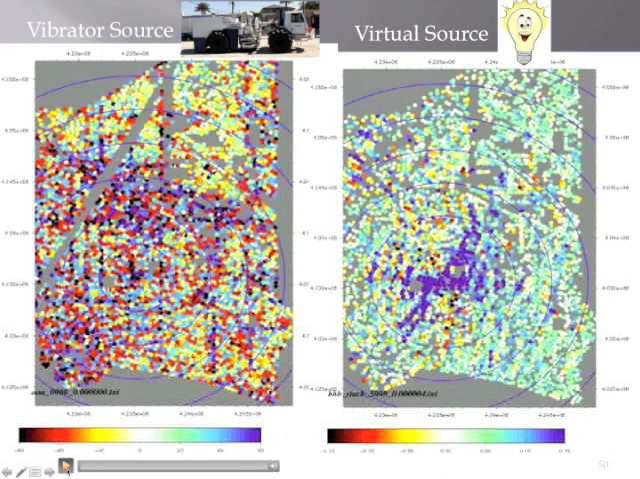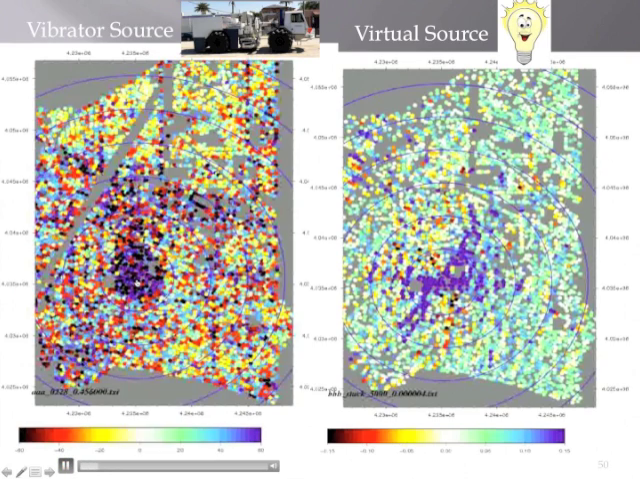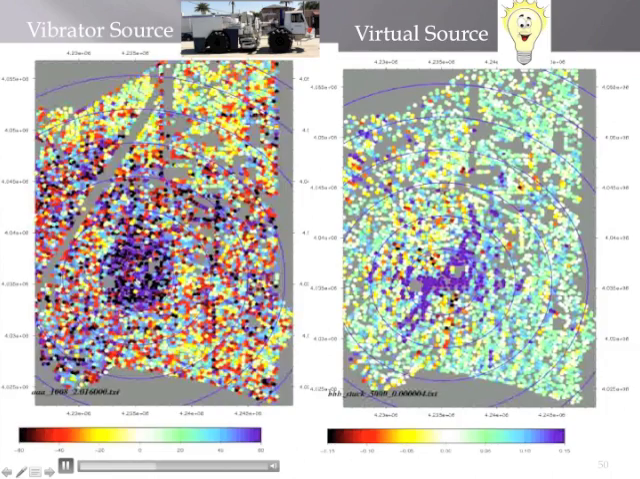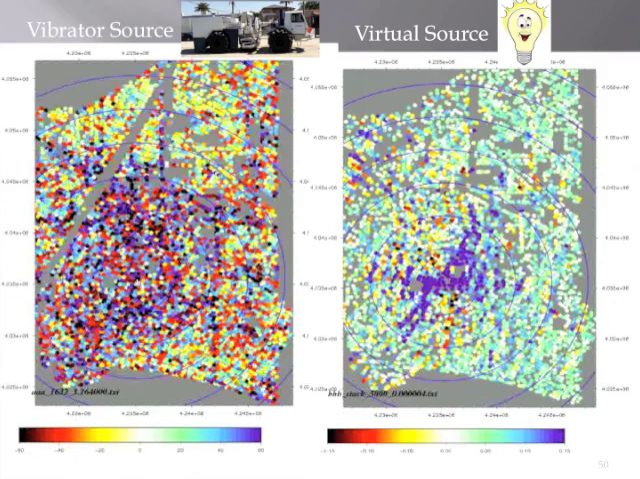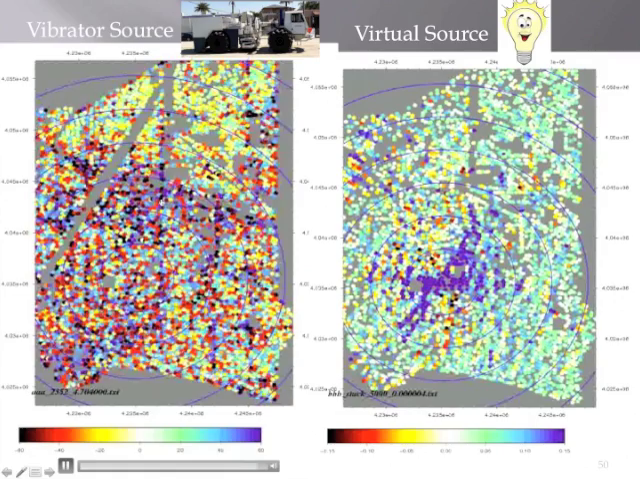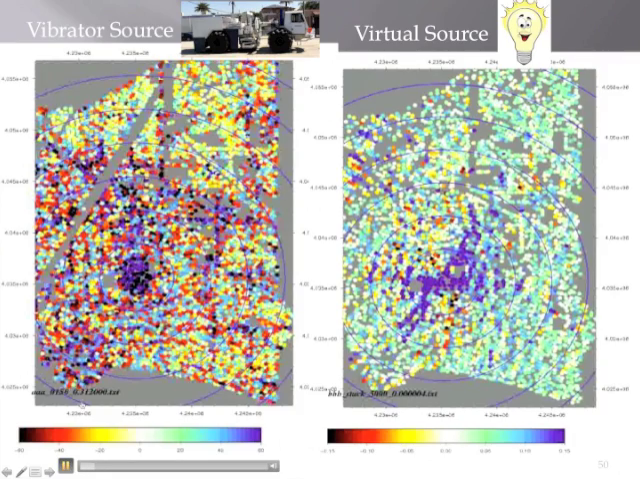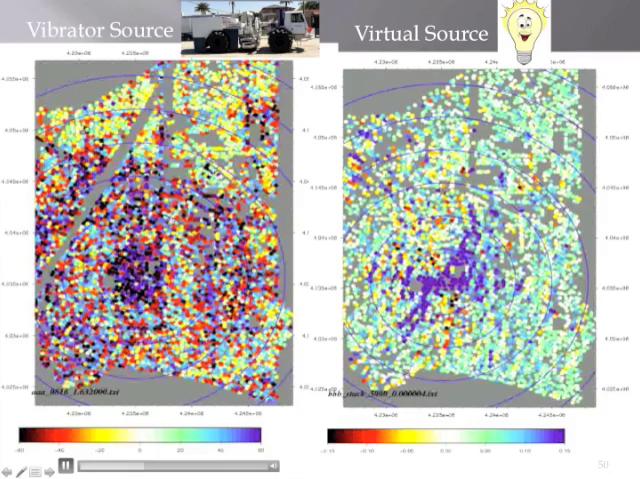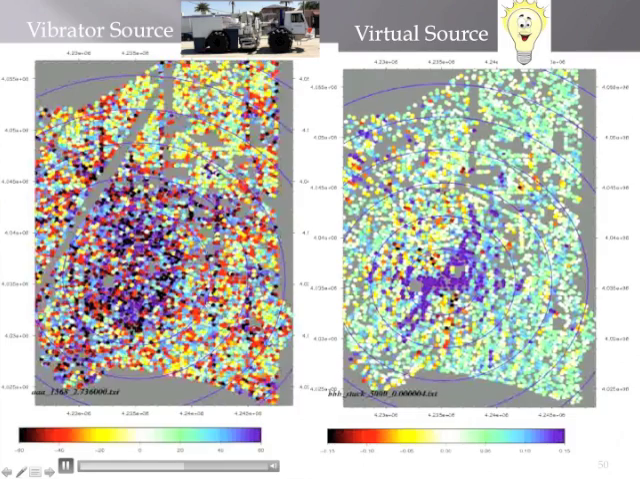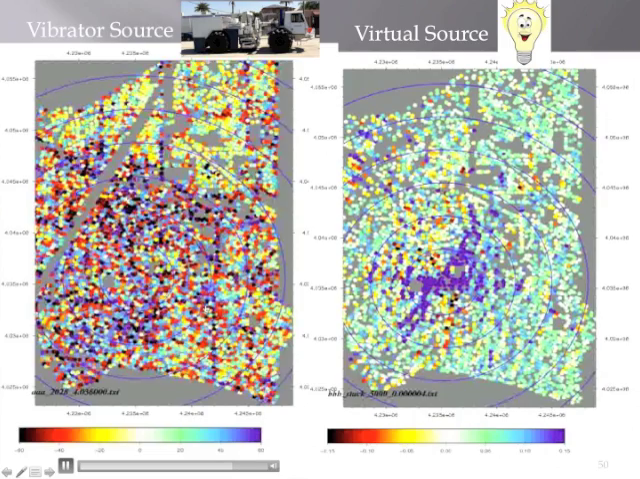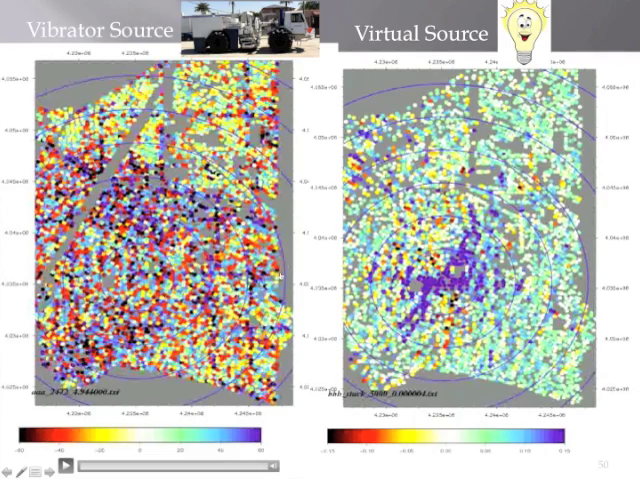Let me just show one of the examples. They put a vibrator here, and after the signal starts, you can see the P wave move out. Let me play this one more time. So you can see the P wave move out, and also you see a lot of linear features. Actually, those are the busy roads, busy highways in Southern California. So there's a lot of traffic noise.